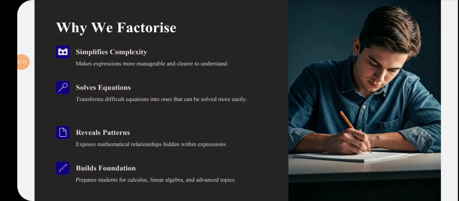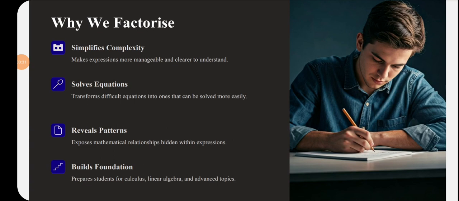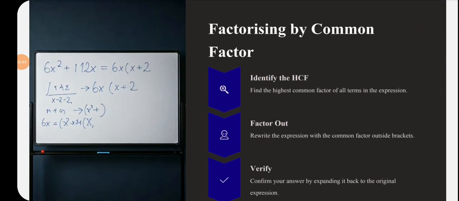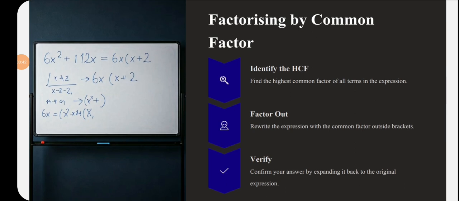Why we factorize? So it simplifies complexity, solves equations, reveals patterns, and builds foundation. Factorizing by common factor. So all we have to do is identify the highest common factor, factor out, and verify. On the left you can see that's an example.